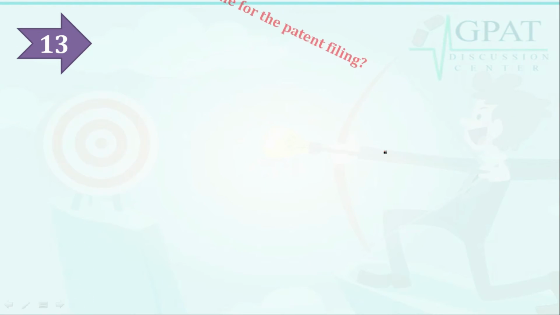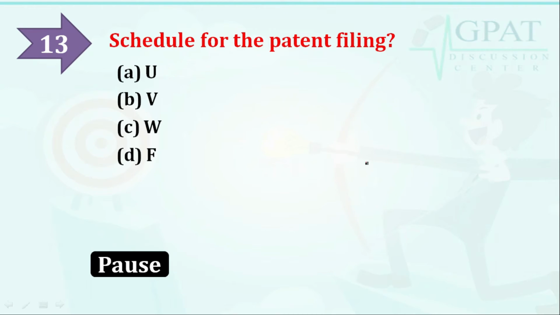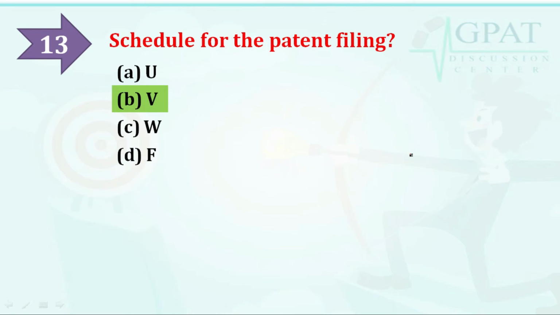Next question: which schedule is for patent filing? Option A is schedule U, option B is schedule V, option C is schedule W, option D is schedule F. So the correct answer is schedule V. V for victory and V for patent filing.